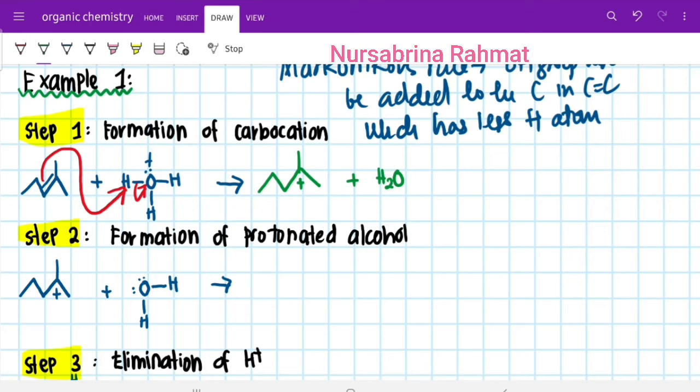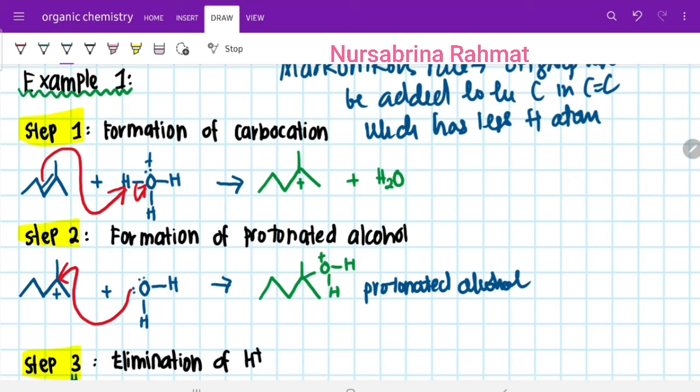This water will be used in the next step, which is to form protonated alcohol. So the water released from the first step has 2 lone pairs of electrons. One of the lone pairs will attack the positively charged carbon of your carbocation to form a protonated alcohol. So it will look like this, OH with a plus charge on the oxygen atom. So we name it as your protonated alcohol.